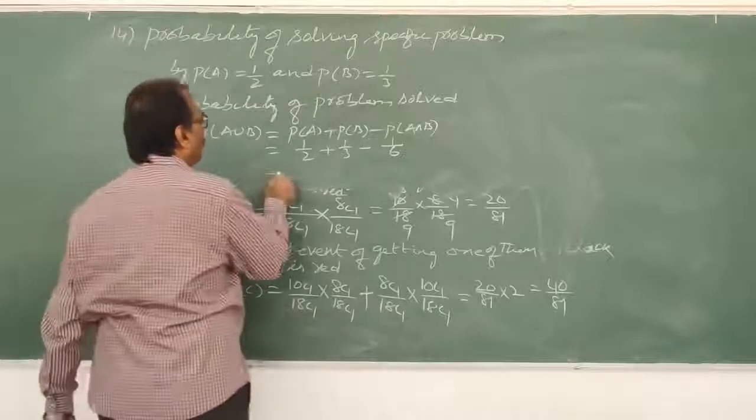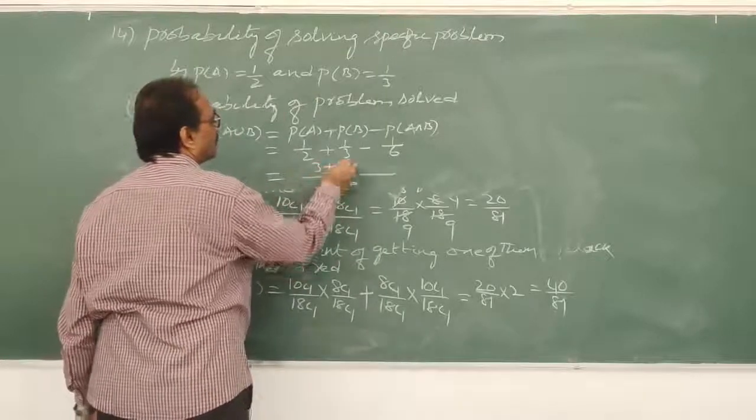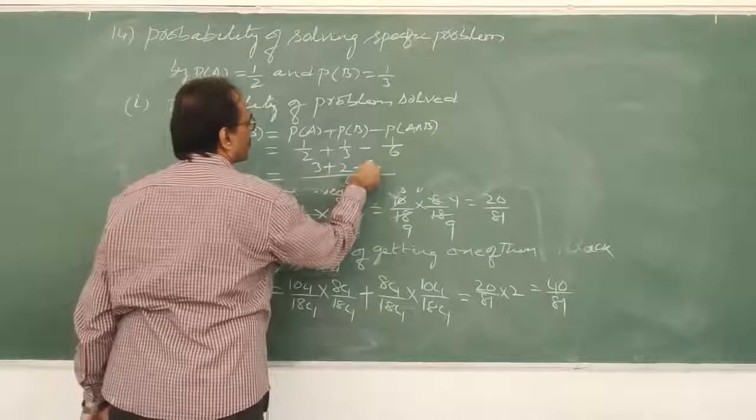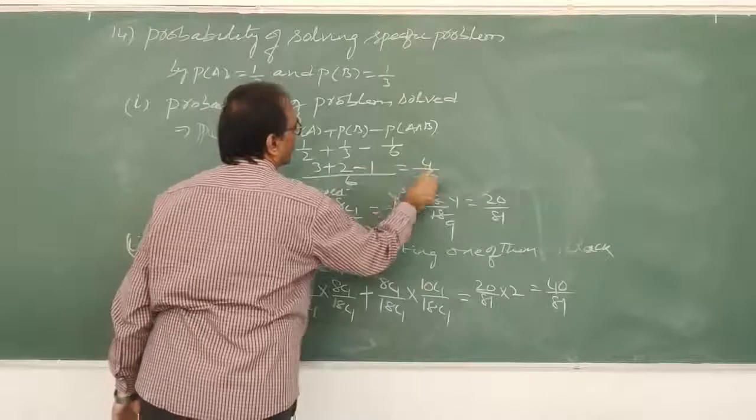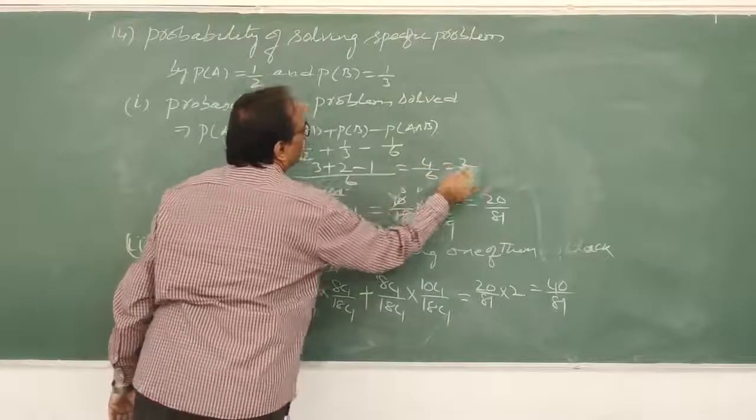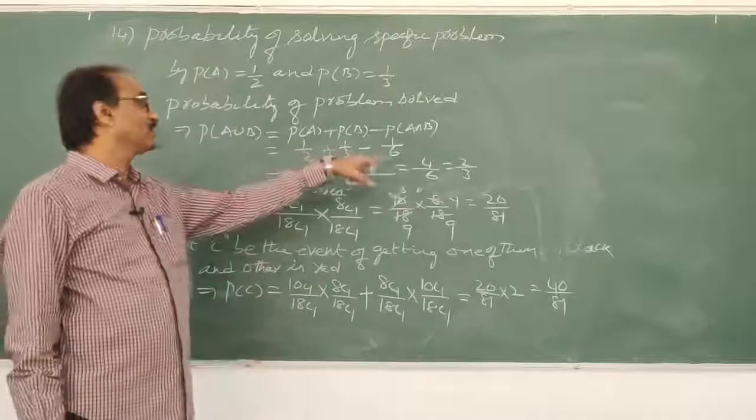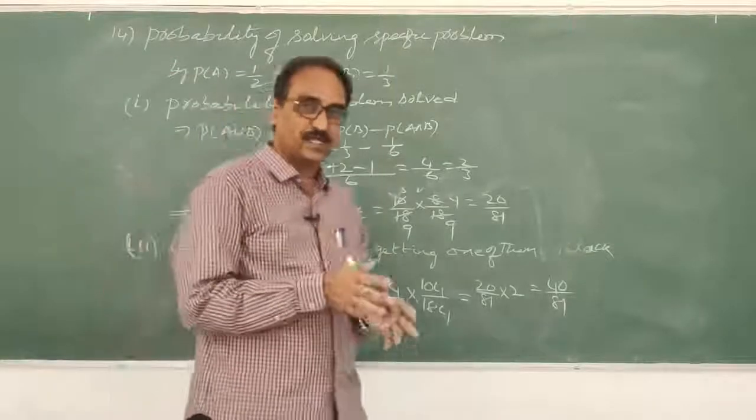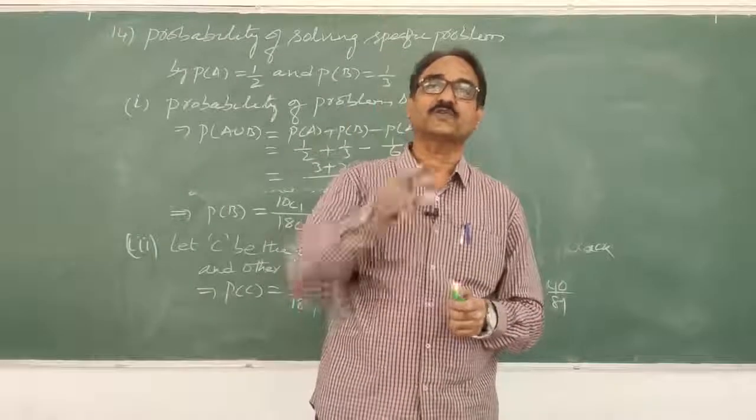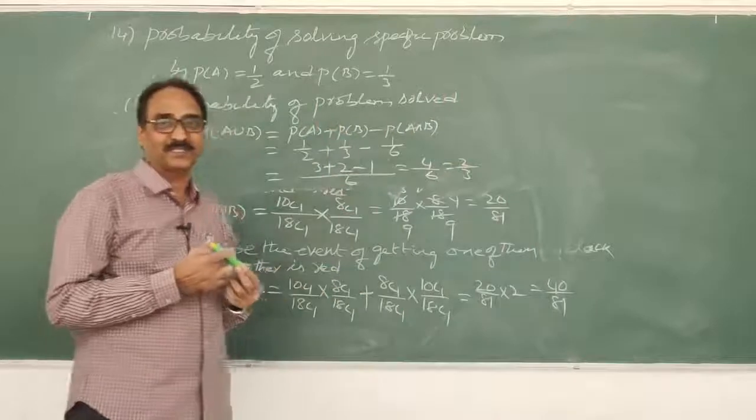So therefore, what is the LCM? 6. In 6, 2 goes 3 times. In 6, 3 goes 2 times. In 6, 6 goes 1 time. 3 plus 2, 5. 5 minus 1, 4 by 6, which is equal to 2 by 3. If the two people solve the problem together, the chances are 2 by 3. If two people sit together, out of 3 problems they'll solve 2. That is their capacity together.